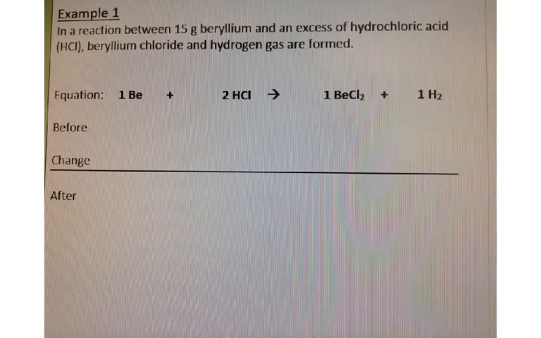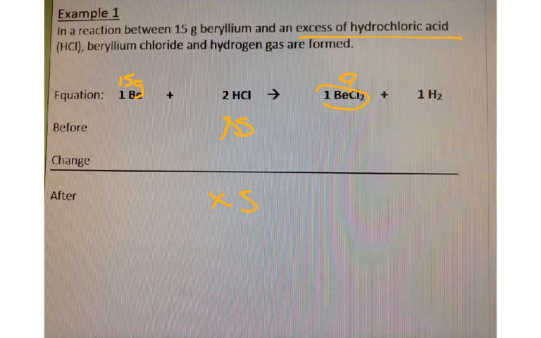So we're going to do a straight out problem. In a reaction between 15 grams of beryllium, so I'm going to put 15 grams of beryllium up here, and an excess of hydrochloric acid, so I know I can immediately fill in excess and excess. Beryllium chloride and hydrogen gas are formed. Now right now this looks just like a straight out sentence, but if you read on further it says what is the theoretical yield of beryllium chloride. So this is the one that I'm trying to find out.